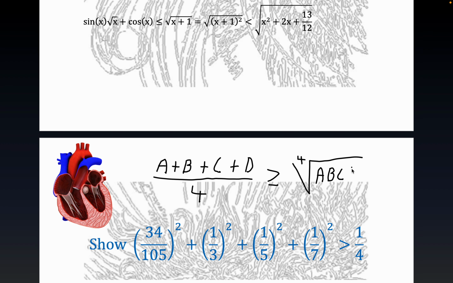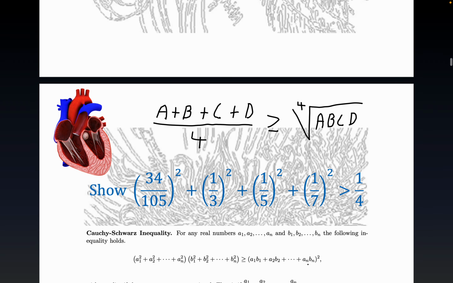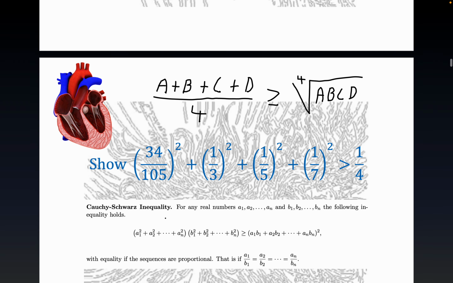Somebody, if I made a mistake, let me know. It seemed like this would lead to the answer, but I did the manipulations. I tried it with 34 over 105 squared as A, 1/3 squared as B, and so on. And I never could get anything to happen, okay? So I switched to our old friend and old faithful inequality, Cauchy-Schwarz.